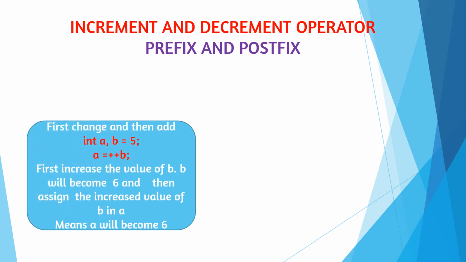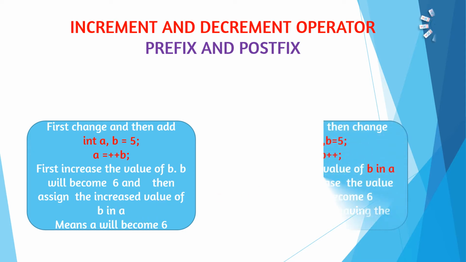Now for an example, we can see int a and b is equal to 5. If we say a = ++b, first the value will be changed. Plus plus means increasing the value by 1. So ++b means b was 5, so b will become 6. After changing, it will be assigned to the variable. That means a will become 6. So it first increases the value of b and then it is assigned.